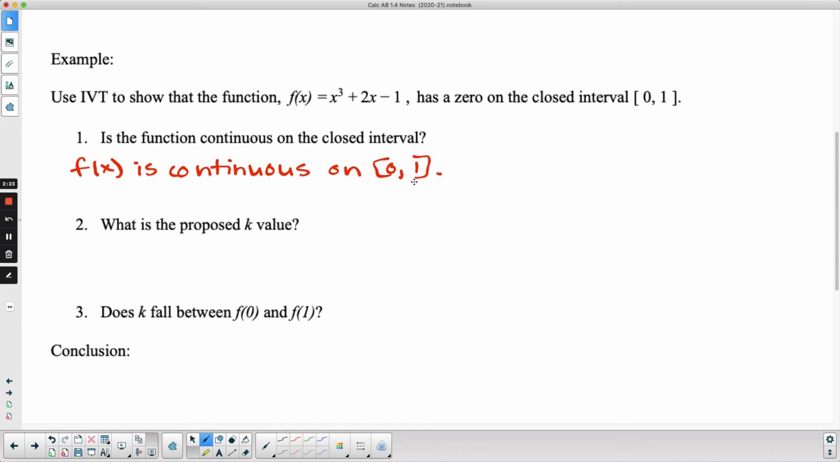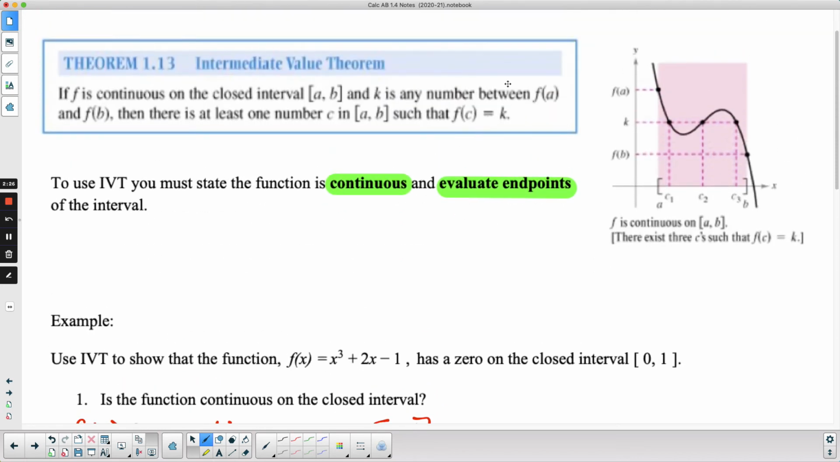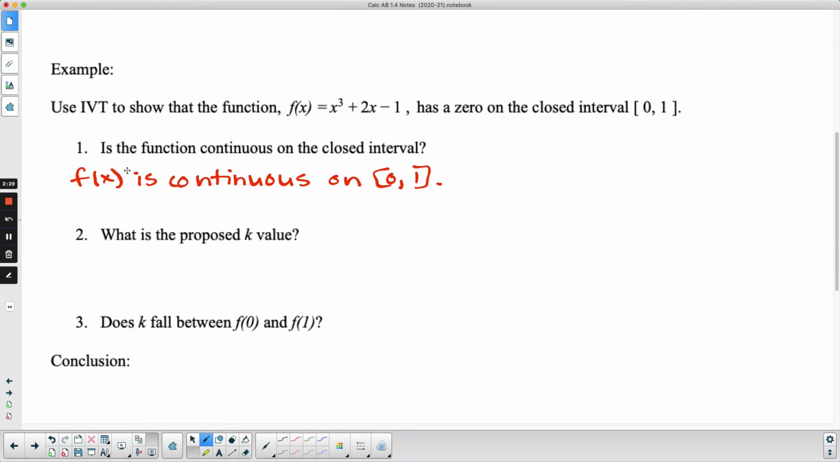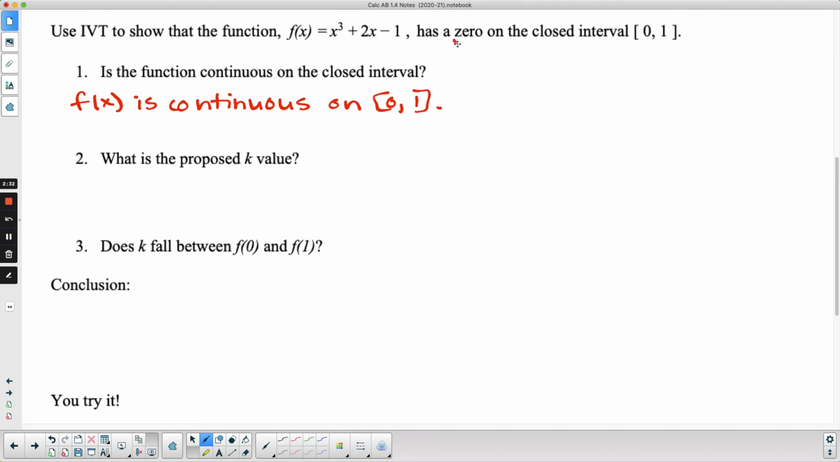All right, next we need to figure out what this proposed k value is, and we need to confirm that it's between f of a and f of b. So say we're trying to confirm that this has a 0, so k is going to equal 0. And the next question is, does that fall in between f of 0 and f of 1? Because 0 and 1 are our endpoints. So f of 0 is negative 1, since 0 plus 0 minus 1 is negative 1. And f of 1 is 1 plus 2 minus 1, which is 2.